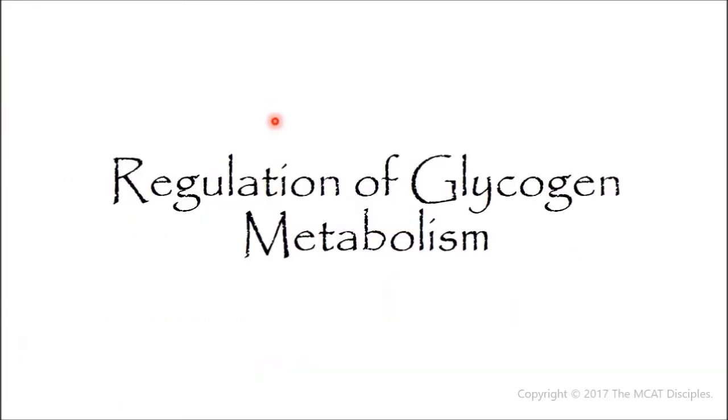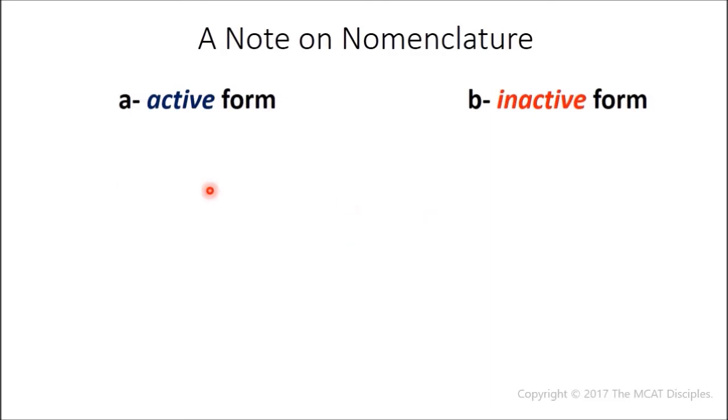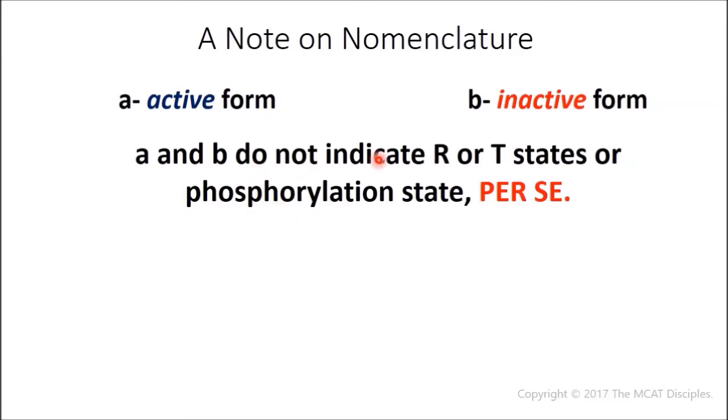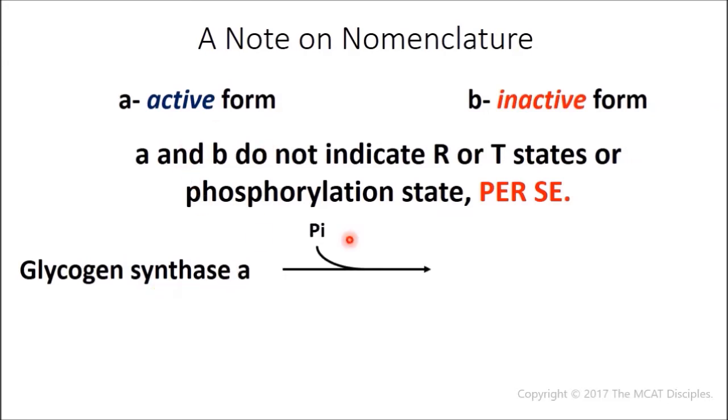So we'll move into regulation of glycogen metabolism now. Let's get right into it. The first thing we have to talk about is a weird nomenclature: A and B. You'll often see enzyme A and enzyme B. A is the active form, and B is the inactive form. Well, A and B do not indicate R or T states or phosphorylation states per se. They are related to one another, but they don't indicate that. All it says is glycogen synthase A is the active form, and if you phosphorylate it, it's glycogen synthase B. And that happens to be its inactive form.